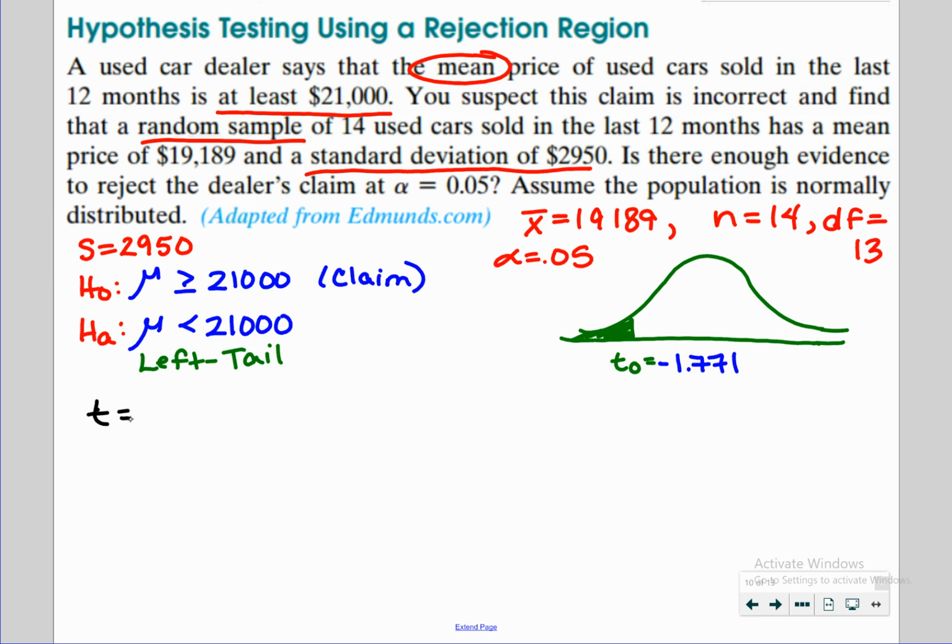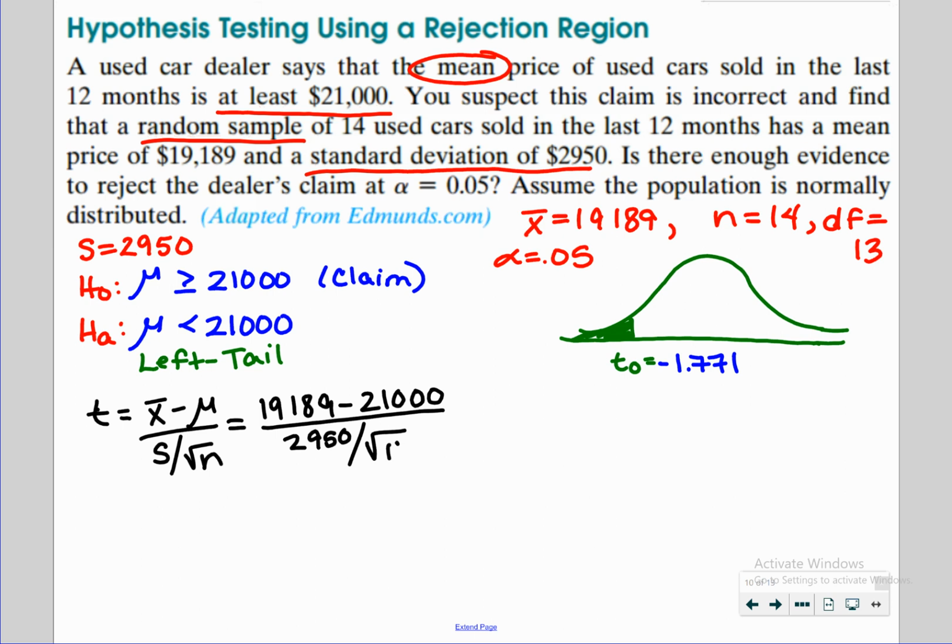All right, so now we're going to calculate our own T value, just like we did before with Z, and we're going to compare it to that rejection region. All right, so this formula was X bar minus mu. Again, it's always sample minus population on the top, divided by standard deviation, which is now an S, over the square root of n. And we've got all this, so let's fill it in. 19,189 minus the mean from my claim, 21,000. My standard deviation, 2950 over the square root of 14.